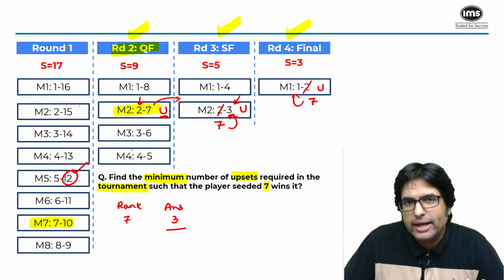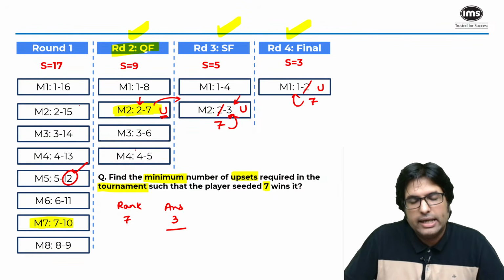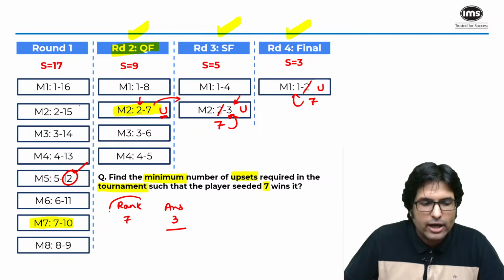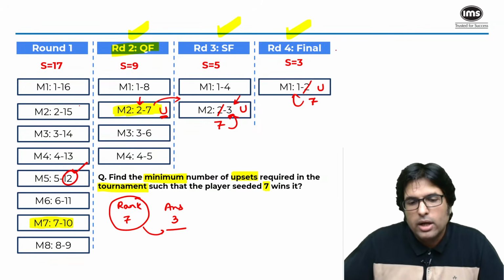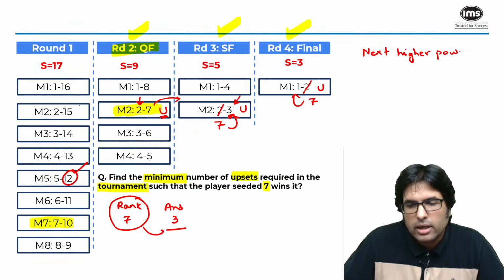Now this is all good in terms of logic. Can we make this faster? Can this be done much quicker? So the answer is yes. Typically, when you have a rank of a player, can we generalize this answer as 3? How? Think of the next higher power of 2. Think of the next immediate power of 2 given to that rank.